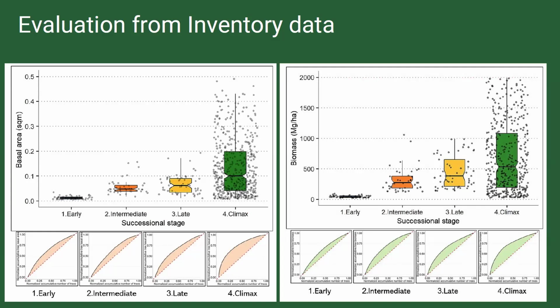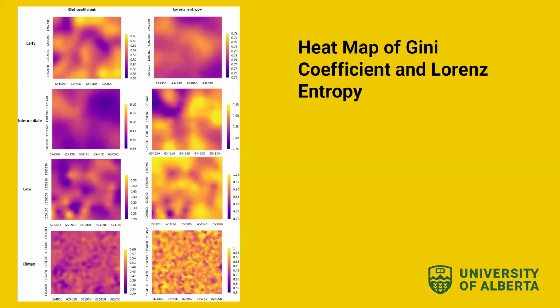And we show how the Lorenz curve is changing whenever we go from the very early stage to the climax stage, and how we can capture the maximum amount of entropy based on two-dimensional and also three-dimensional values. On top of that, this slide shows the heat map of how the distribution of the Gini coefficient and Lorenz entropy works in these different successional stages.